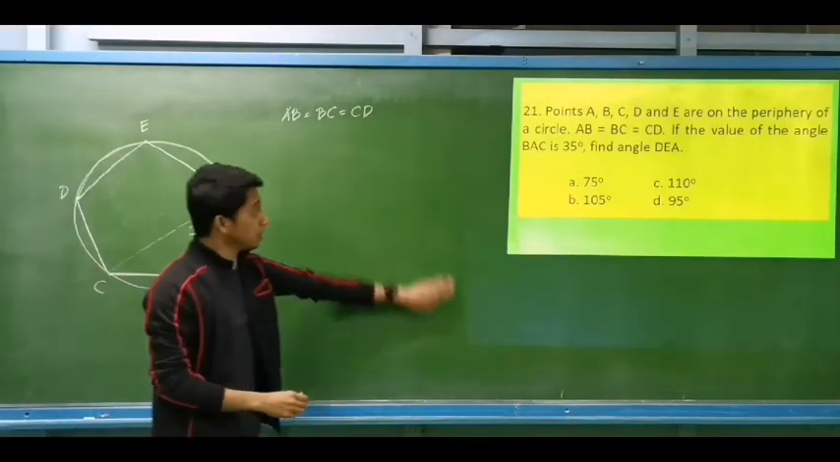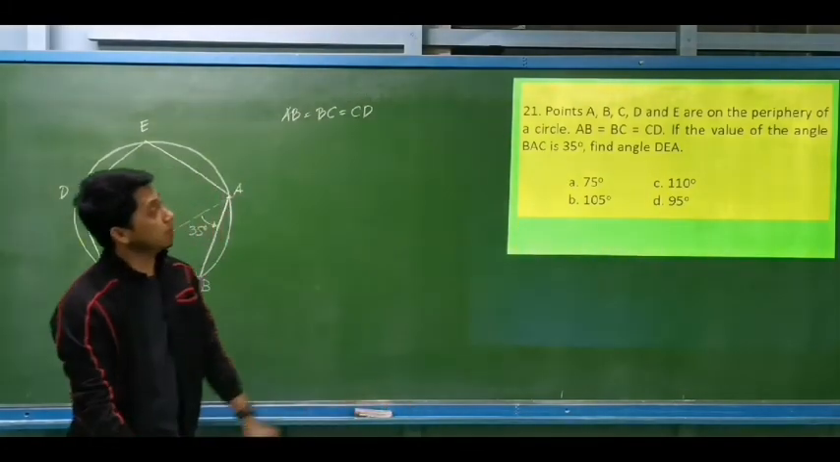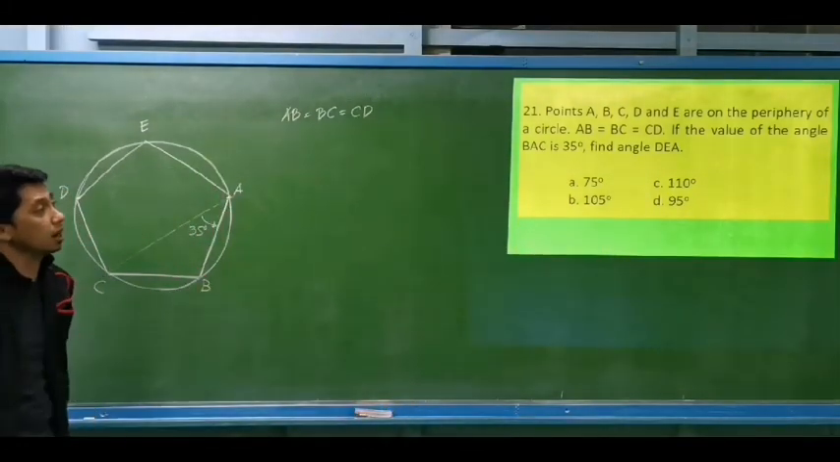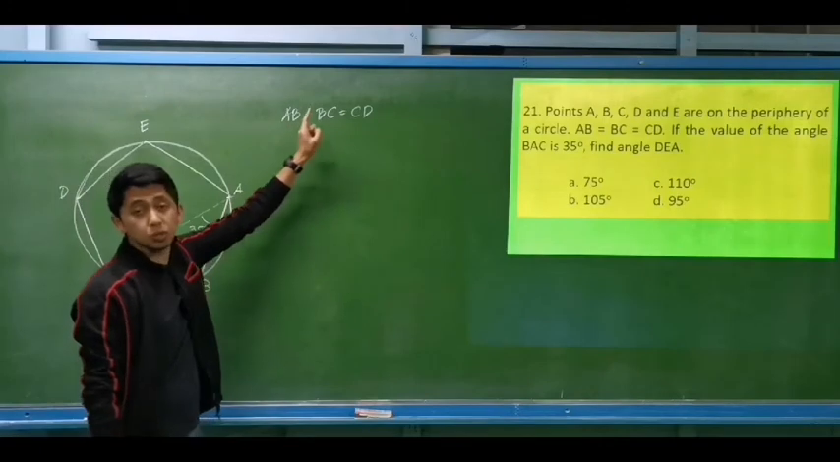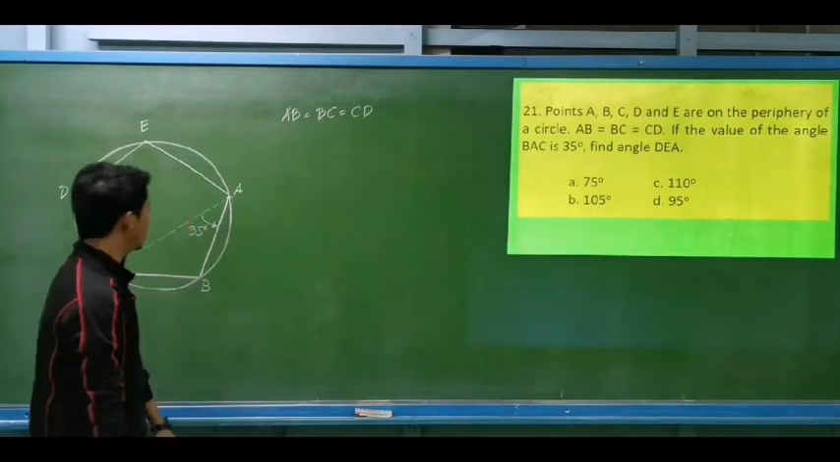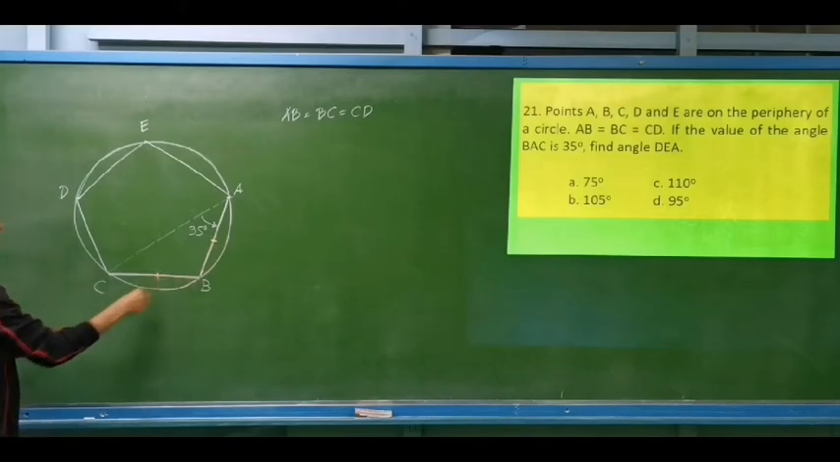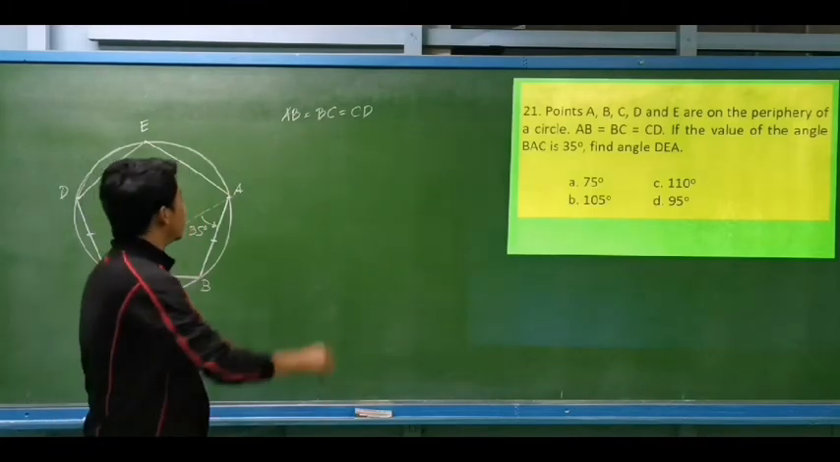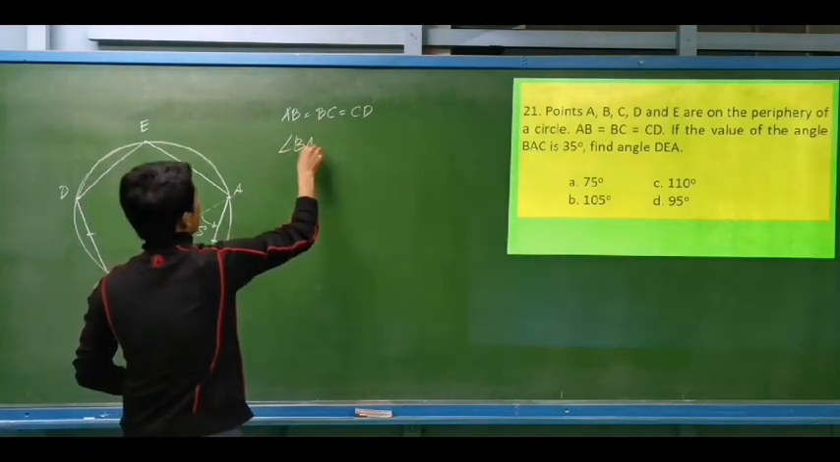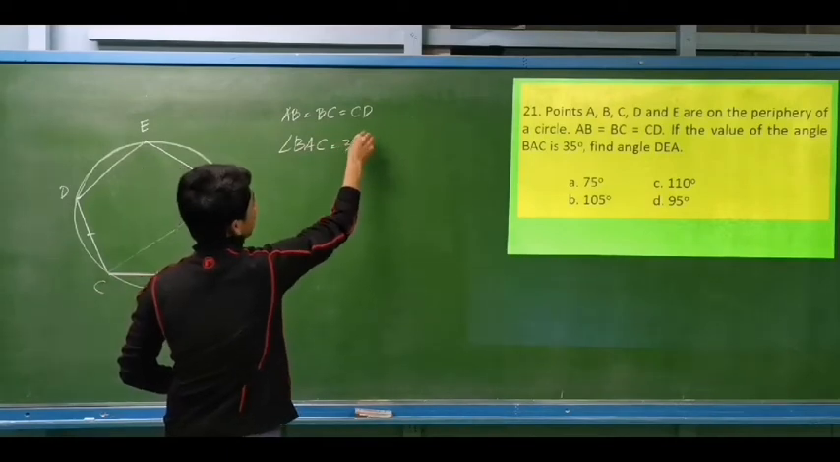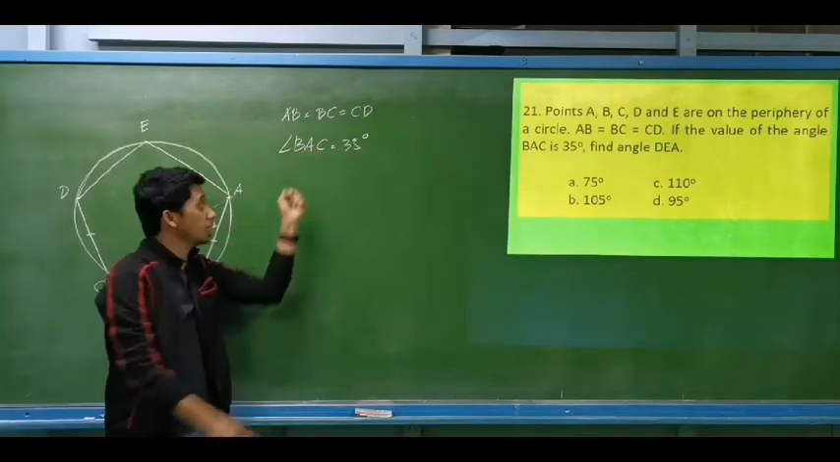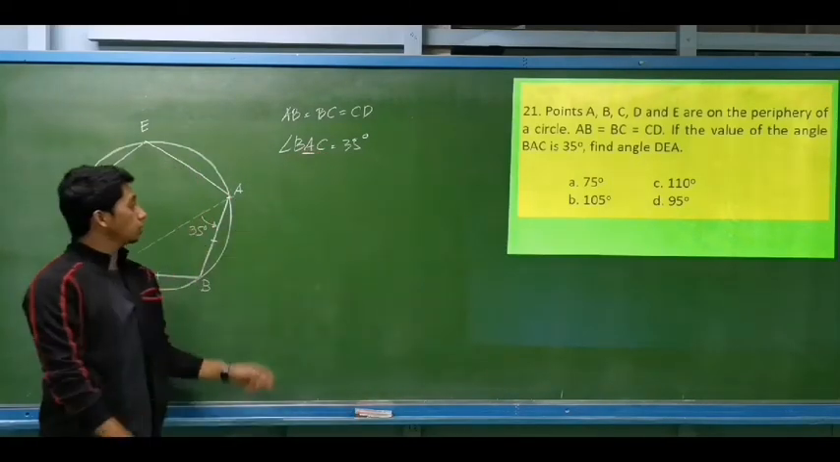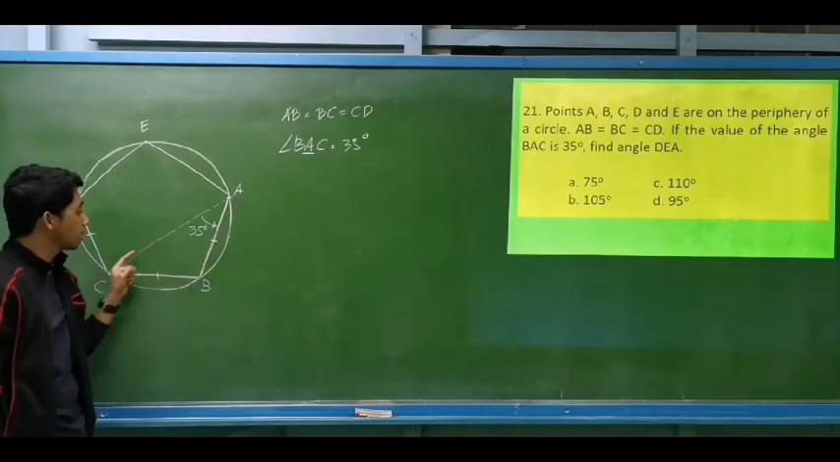Okay, so let's try number 21. So a past board exam problem. So points A, B, C, and D are on the periphery of a circle. So sabi niya sa problem, AB is equal to BC equal kay CD. Kumbaga, AB equal sa length ni BC equal sa length ni CD. So if the value of the angle BAC, may given dito na angle, BAC is equal to 35 degrees, find the angle of DEA. So pag ganito yung given na name ng angle, basically yung letter sa gitna, yun yung kanyang vertex.